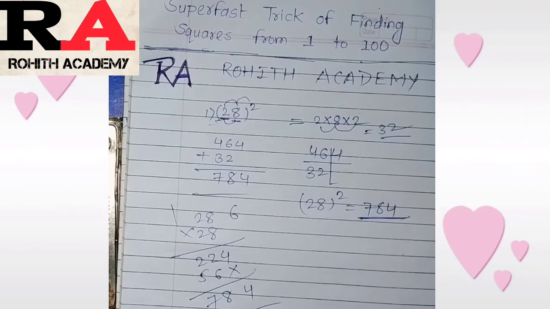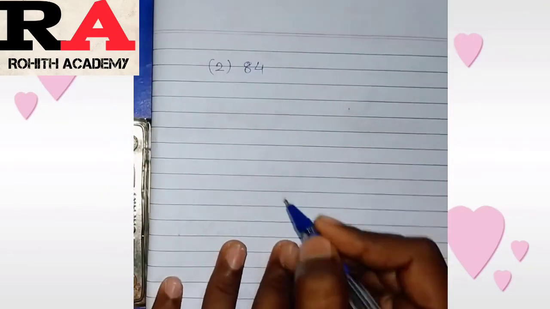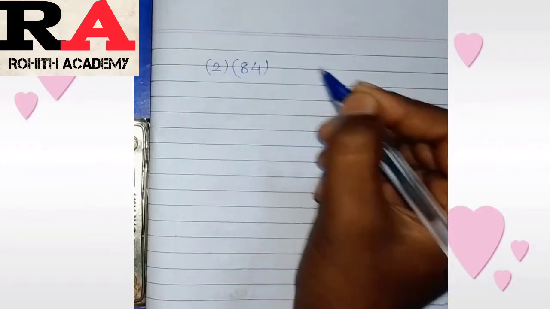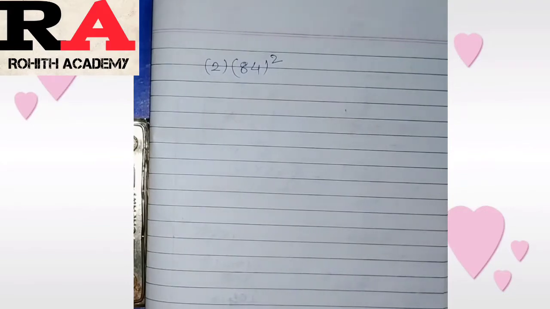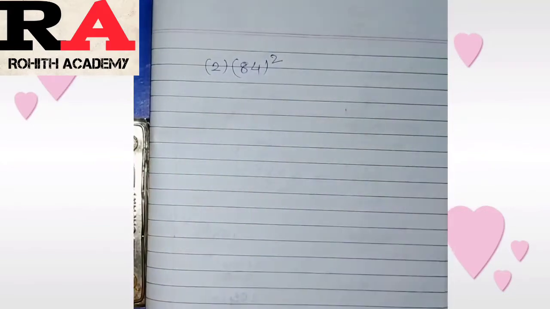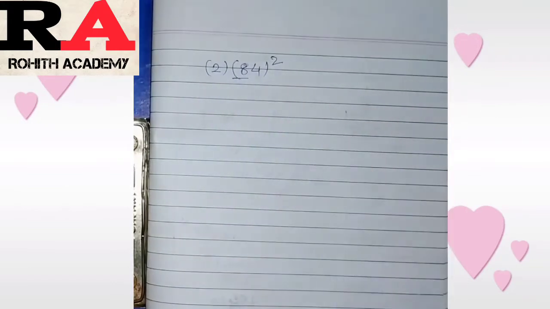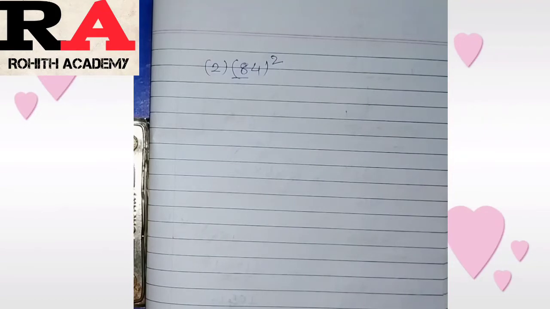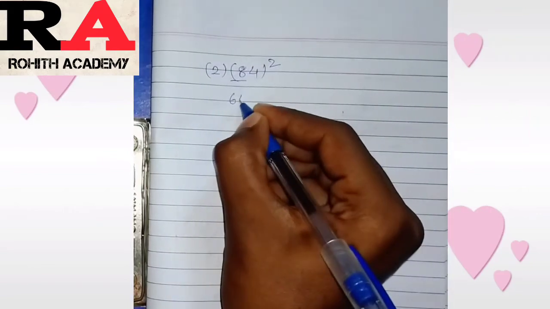Friends, now we will see another example of this method. For explaining the second example, I have taken 84. We have to find 84 squared. Our step 1 is to write the square of the first digit. Our first digit is 8, and the square of 8 is 64. We have to write 64.